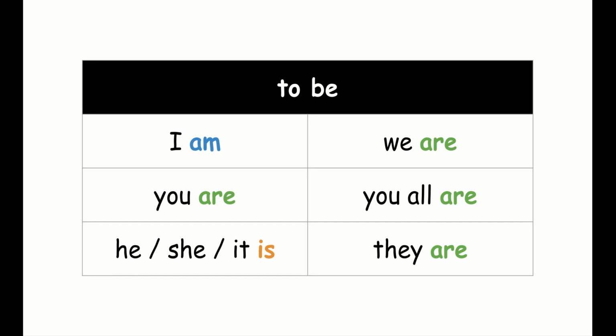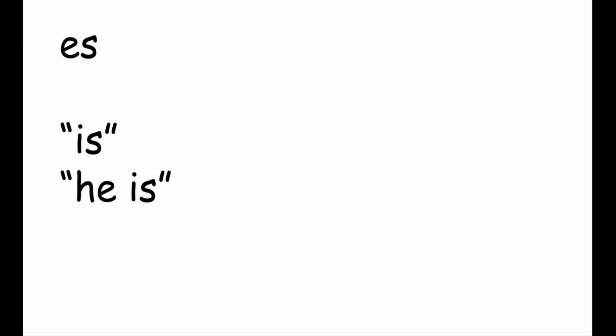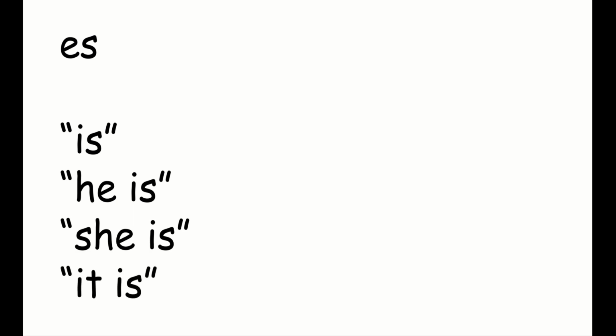So in English we have three different forms of the word to be. In Spanish, however, we have 6 different forms, one different form for each of the grammatical persons. So es, this is the first form that you should really learn. The word es means is. If you can remember that, you will get so far in speaking Spanish. Es can also mean he is, or she is, or it is.